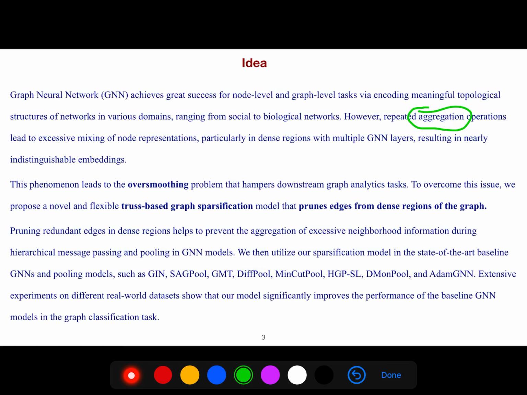So to overcome this issue, we propose a flexible trust-based graph sparsification that prunes edges from dense regions of the graph. Pruning redundant edges in the dense regions helps to prevent aggregation of excessive neighborhood information during hierarchical message passing and pooling in GNN models. The baselines include explaining graph isomorphism, SAGPool, DiffPool, MinCutPool, and others. I've explained these in different videos.